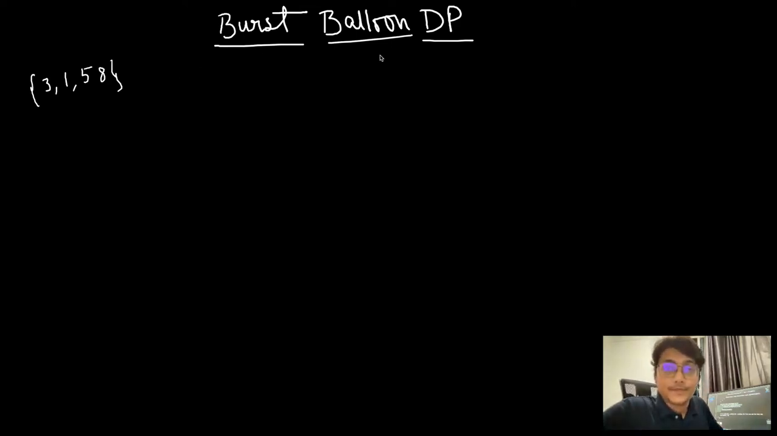Hey everyone, in the last video we were discussing the solution for the burst balloon problem and we solved it using the naive recursion method. And the time complexity for that problem using naive recursion was n multiplied by 2 raised to the power n, which is not good. So in this video we will take a look at a dynamic programming solution for the same problem and see how dynamic programming improves the complexity.